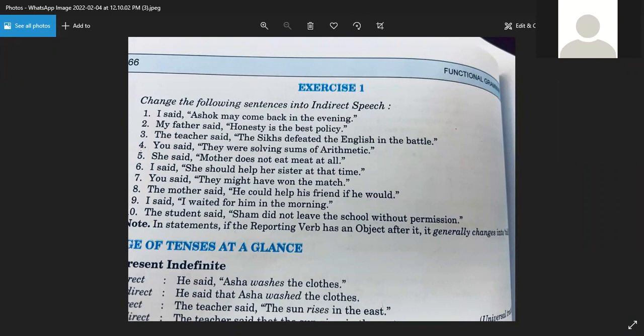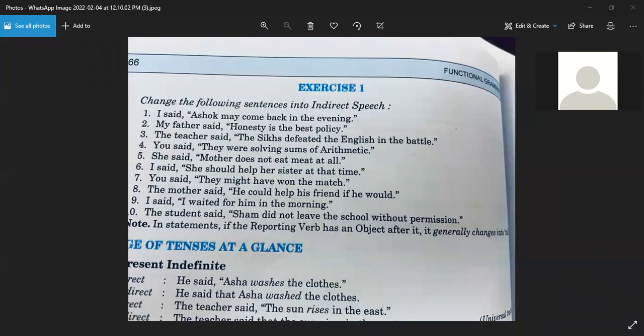Now next is: my father said, honesty is the best policy. That honesty is the best policy. Why is there no change? Explain the rule. Because it is a universal truth. Next is: the teacher said, the Sikhs defeated the English in the battle. The Sikhs defeated the English in the battle. So why is there no change? It is a historical fact. Next one is: you said, they were solving sums of arithmetic.